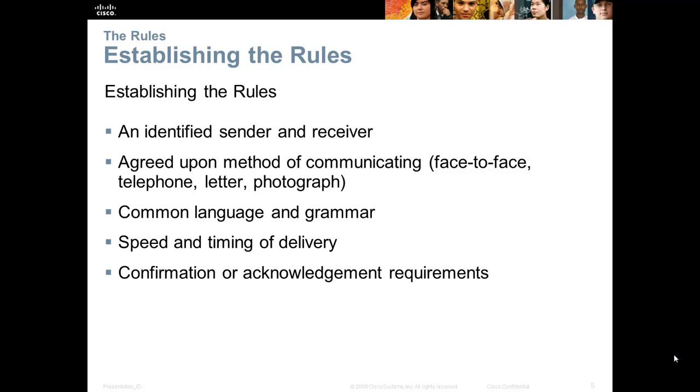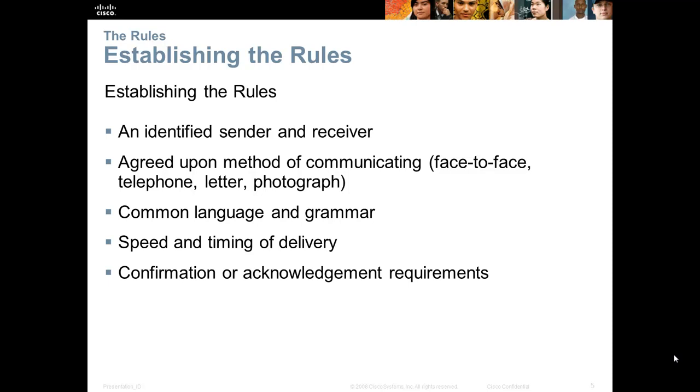We have to communicate with a common language and common grammar. If I'm going to talk to someone from another country, I need to make sure that they also speak English. If I don't speak another language that they speak, then the communication is going to break down. So we must have common language. The speed and timing of delivery, we can't have two people communicating at once. We can't have one person talking too fast. We have to make sure that the speed and the timing works out for both parties involved.